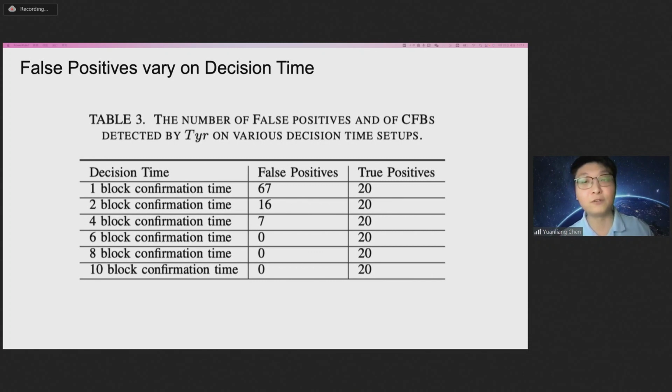To evaluate the influence of the decision time on false positives, we also conducted experiments that run TIA on different decision time values from 1 block confirm time to 15 block confirm times. In the field of blockchain, block confirm time is a commonly used time unit. As shown in table 3, as the decision time increased, the number of false positives reported by TIA decreased rapidly from 67 to 0. These statistics demonstrate that a long decision time can effectively reduce false positives.